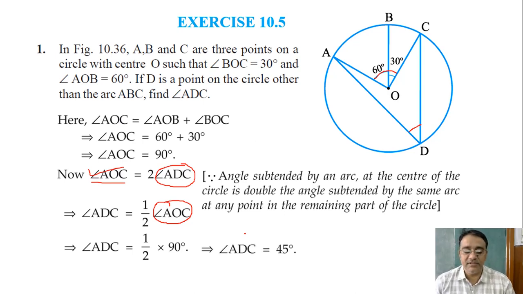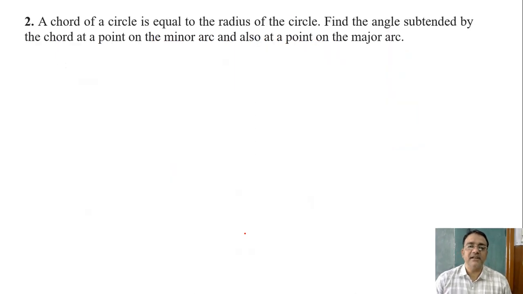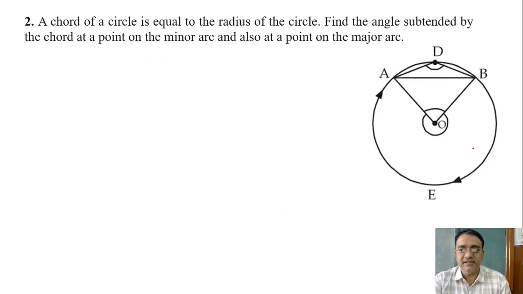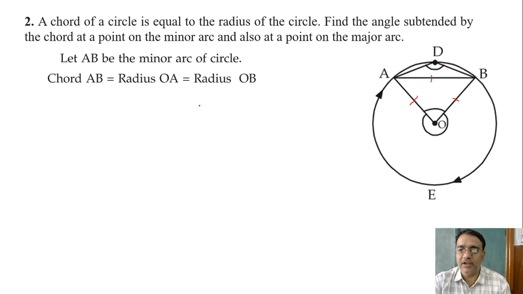Okay, so now we'll move toward the second question. A chord of a circle is equal to the radius of the circle. Find the angle subtended by the chord at a point on the minor arc and also at a point on the major arc. So this is the figure. Now see, OA is equal to OB and AB is also equal to the radius. It may not look like an equilateral triangle, but all 3 sides are equal, so this is an equilateral triangle. So AB is the minor arc here, and chord AB is equal to radius OA, and that is equal to radius OB. So AOB is an equilateral triangle.